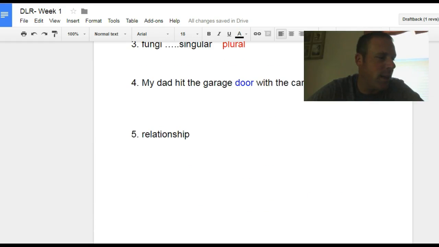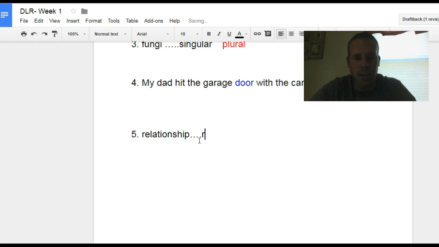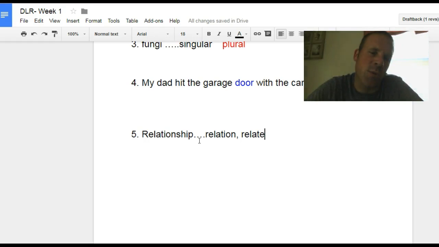On to number 5, relationship. They just want the base form of the word. We get questions like this a lot. This base form might be either relation, or relate would be another base form of relationship. Sometimes words can have more than one base form. All right, so that is it for Tuesday, week 1.